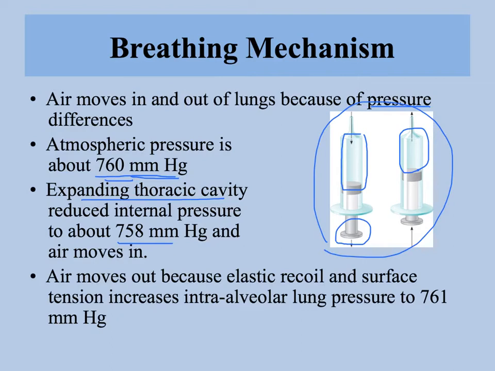And then when you're done inhaling and it's time to exhale, basically your body will just relax and let the elastic fibers in your lungs and in the muscles surrounding your lungs pull everything back together with a little bit of recoil. Surface tension as well helps pull things back together because it wants to actually collapse things. And so then the interalveolar lung pressure goes up to about 761 millimeters of mercury, a little bit above atmospheric pressure, and that allows the air to rush out.